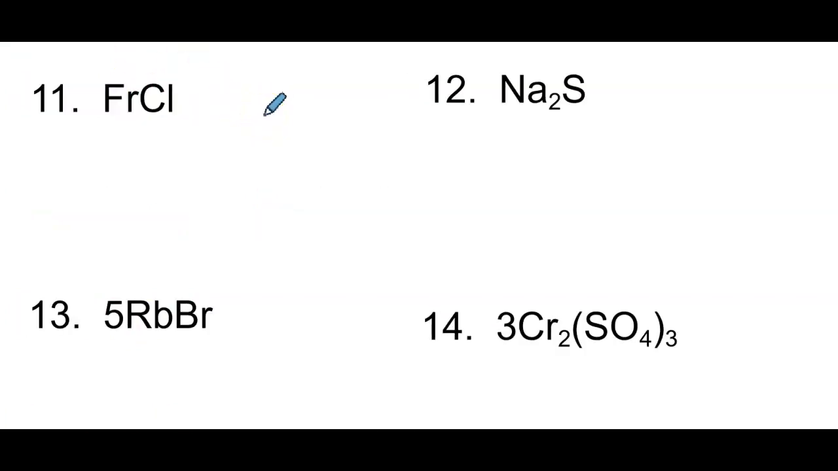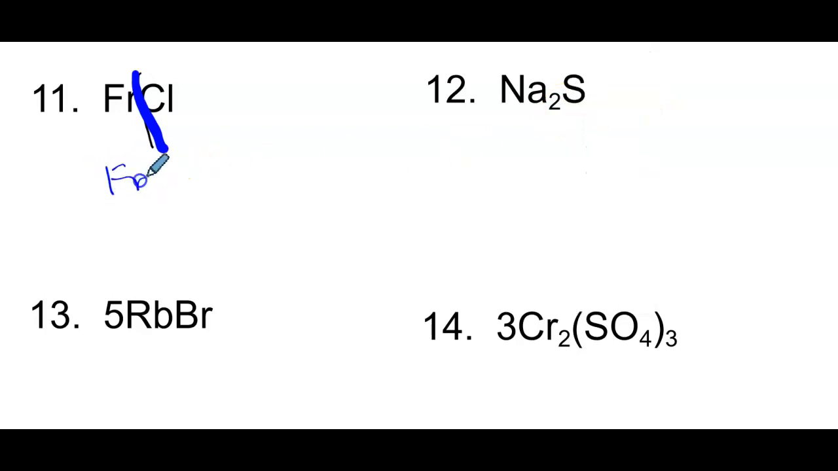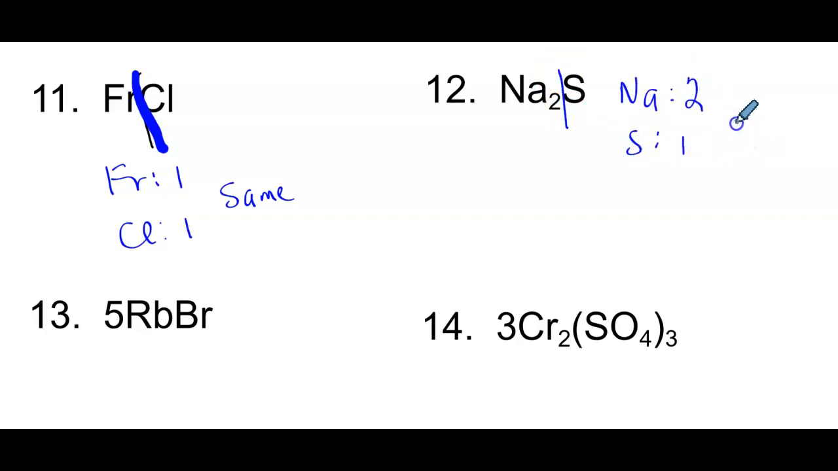So now I would like to go on and do a few more examples. You're going to do some here in just a moment by yourself. So we're going to split this. I'm actually going to switch colors for myself here. And we're going to say that we have francium and chlorine. They're both mono, one of each. So it would be the same whether I was breaking it down as polyatomics or not. Example 12, I have sodium and sulfur. Two sodium, one sulfur. And again, no way other to break those down into that.